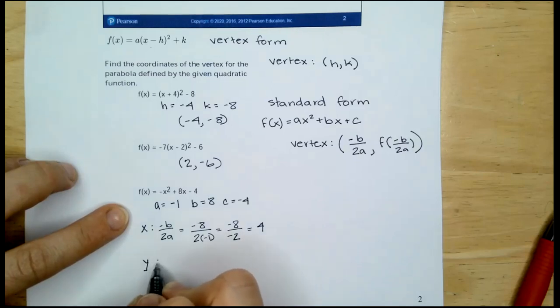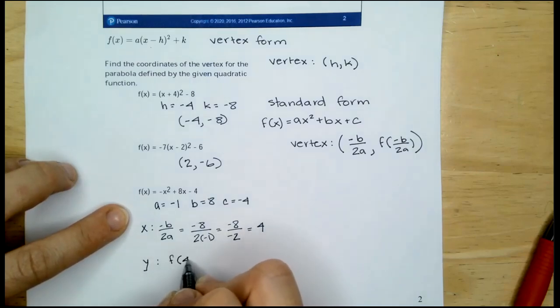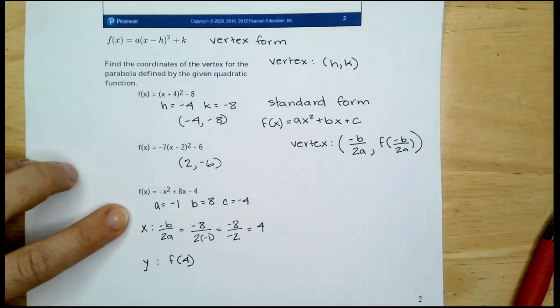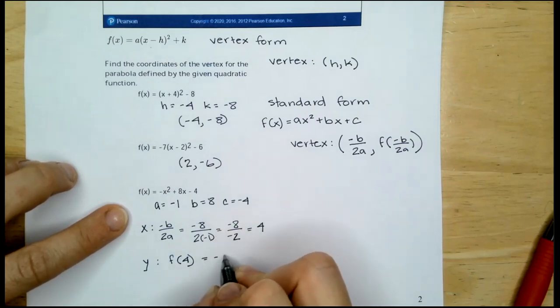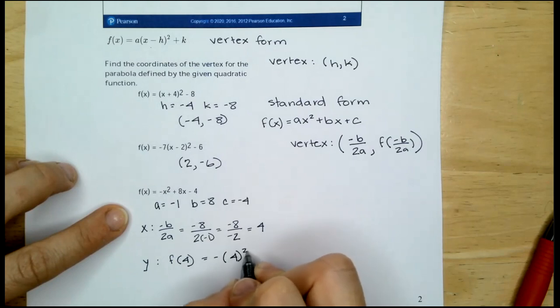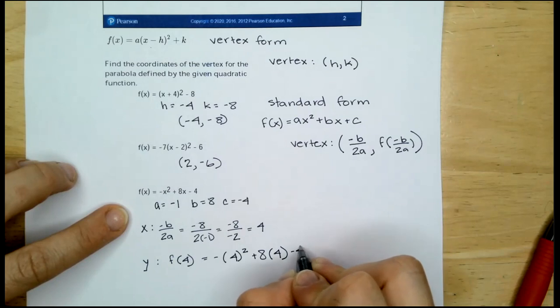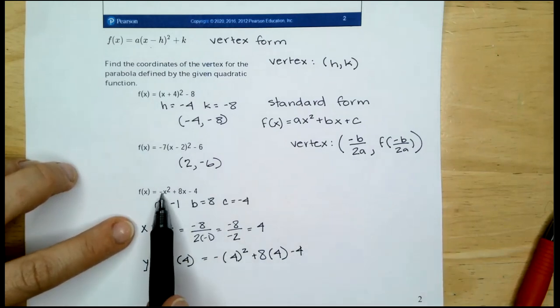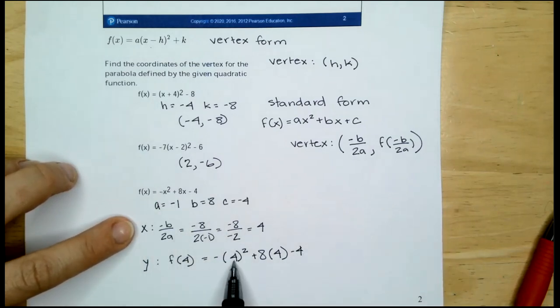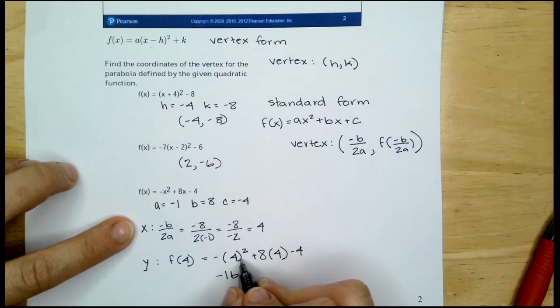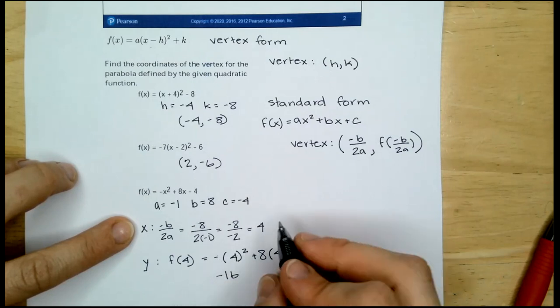And then my y is going to be f of 4, or f of -b over 2a, which is -4 squared plus 8 times 4 minus 4. Notice that the negative is outside the parentheses, okay? So 4 squared is 16, so -16. 4 squared is 16, and then you add the negative, okay? Because -4 squared is +16, but this is just 4 squared is 16, bring down the negative.